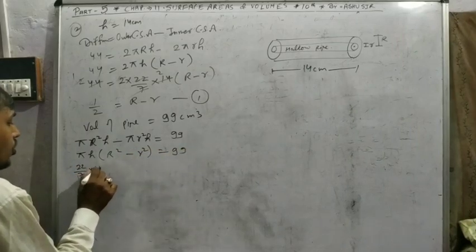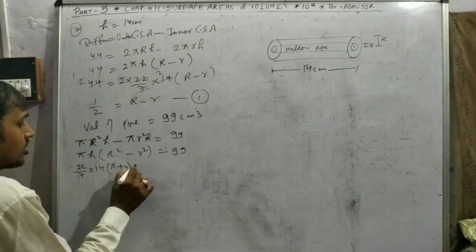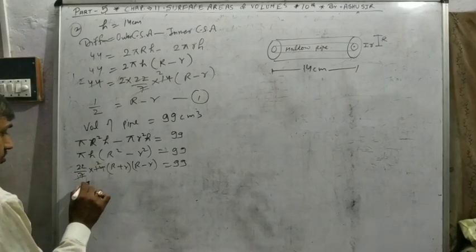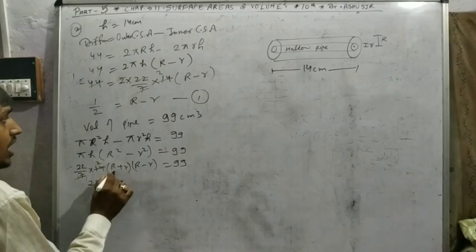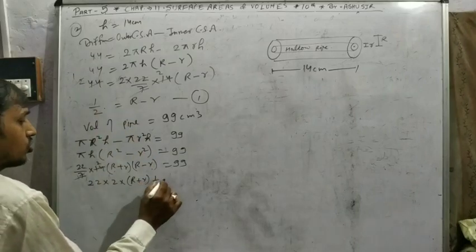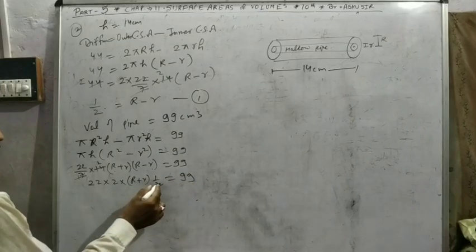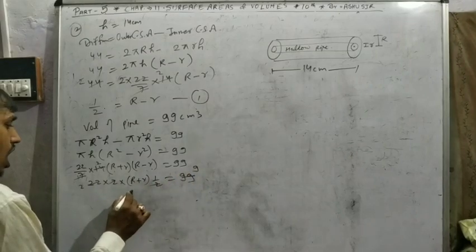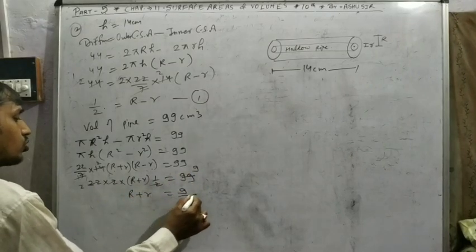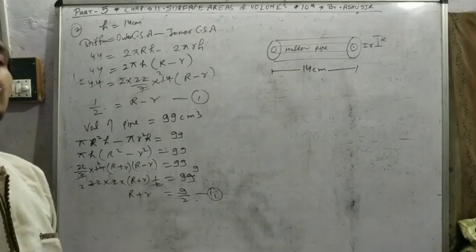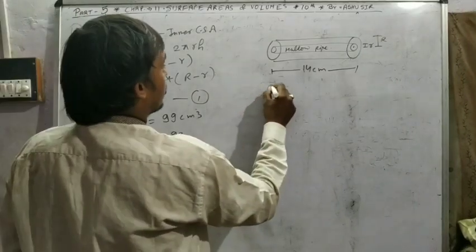22 by 7 into 14, R plus r into R minus r, equals 99. 22 into 2 into R plus r. Oh no, R minus r is 1 by 2. Yes, 2 cancels. 11 2s are 22, 11 9s are 99. So R plus r equals 9 by 2. That is equation number two. I hope you understand how we make the second equation. Then you all know, if you get two equations, solve them.